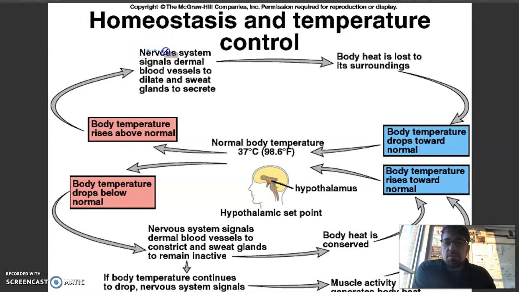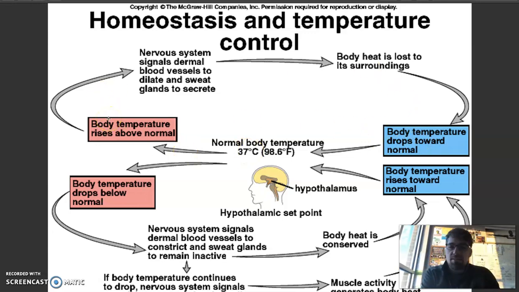So the nervous system signals for blood vessels to dilate and sweat glands to secrete. Because of that, the body heat is lost to the surroundings, so you give off heat. And when you give off that heat, your body temperature drops back to normal. So that is your feedback loop.